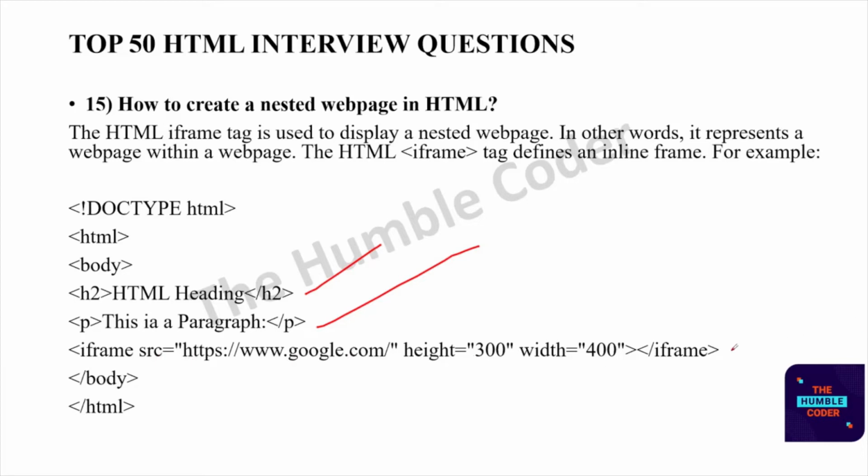So what this will do is this will have initially a web page where the first heading will be the HTML heading, and then beneath that there will be a statement like this is a paragraph, and beneath that there will be another web page which will display the www.google.com homepage, that is Google's homepage. The height and width will be as what we have mentioned here, that is 300 and 400. So this is what is meant by using the iframe tag, or how we can nest a web page in our HTML. Let's move on to the next question now.